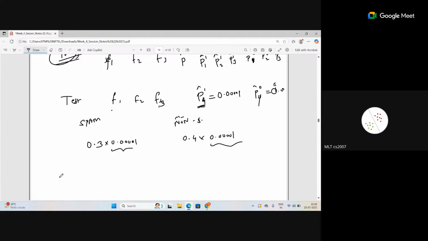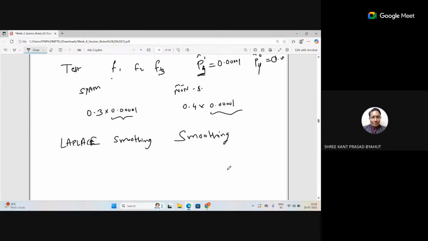And this technique is called Laplace smoothing. Smoothing, S-M-double O-T-H-I-N-G, the smoothing of that data.